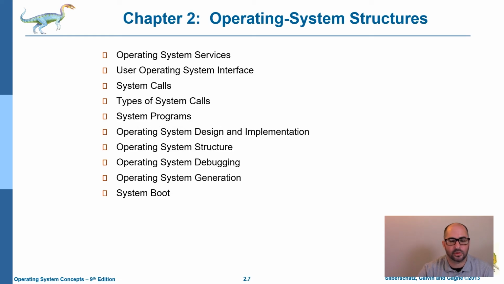So the chapter is organized by the system services, the operating system interface, system calls, the different types of system calls, what a system program is, which we've covered a little bit, but we'll go a little bit more into it here. Then the design, implementation, structure, debugging, and generation. We won't spend as much time focusing on debugging of an operating system here. That's in the book, but we will talk about it just a little bit briefly.